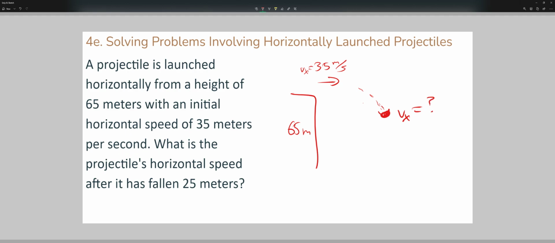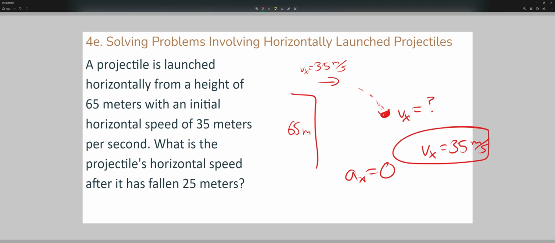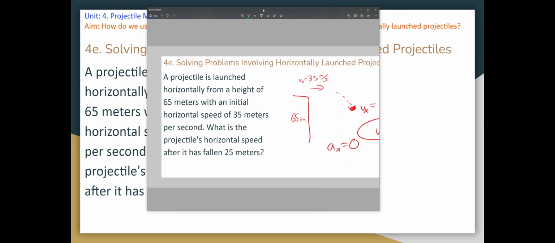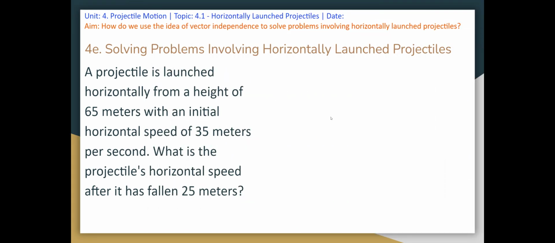Again, you have no acceleration in the x direction. And what we talked about from the previous slides is that my velocity in the x direction is constant. There is no acceleration. And if my velocity in the x direction is constant, then this is my answer. My velocity doesn't change. We talked about it in one of the previous slides.